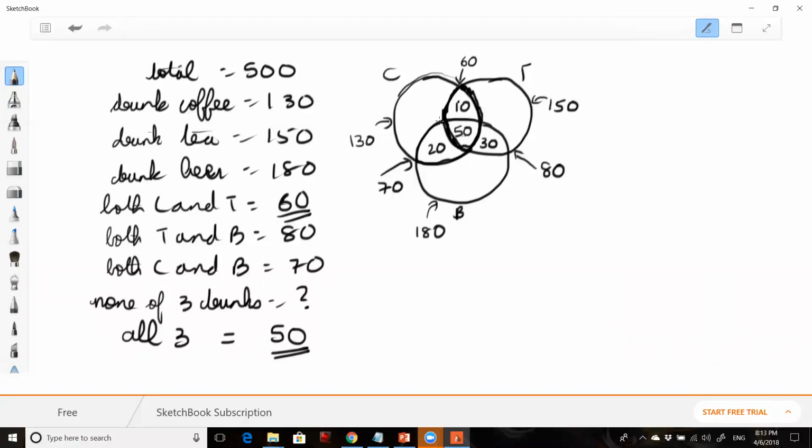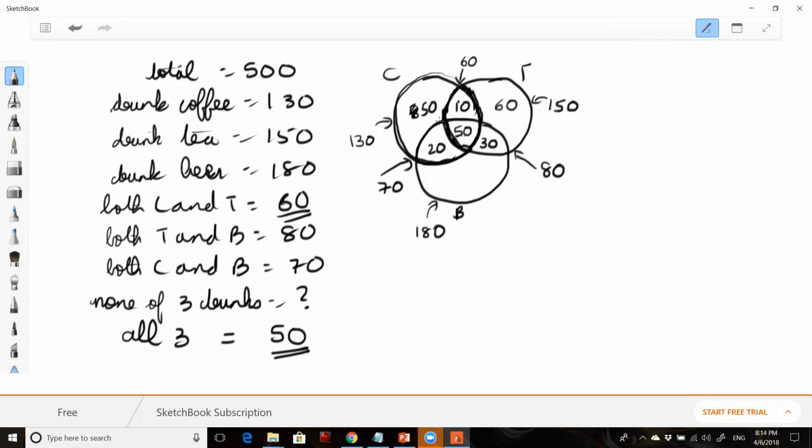Now this entire circle C consists of 130 students. There's already 50 plus 20, 70. 70 plus 10 is 80. So this has to be 130 minus 80, which is 50. This entire circle is 150. There's already 50 plus 30, 80 plus 10 is 90. So this has to be 60.